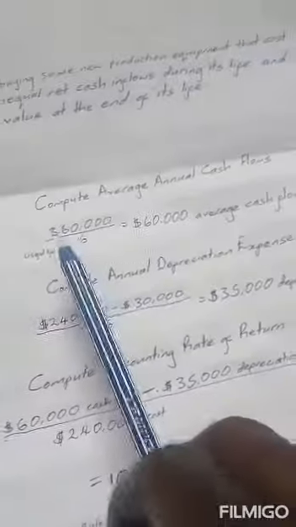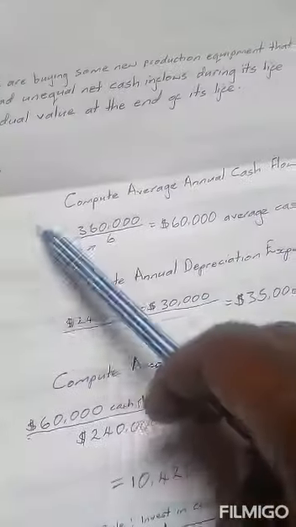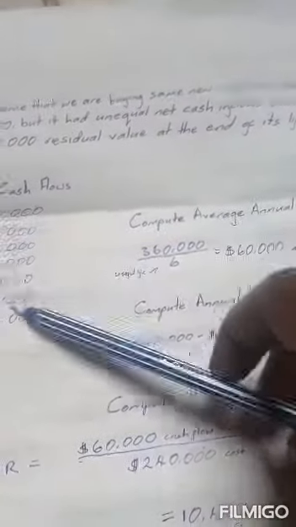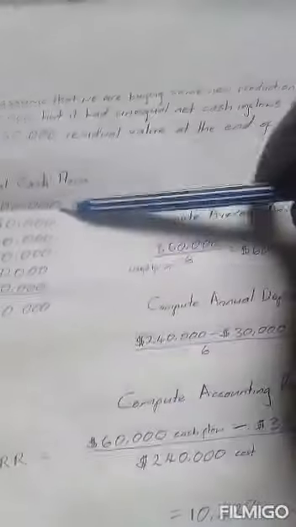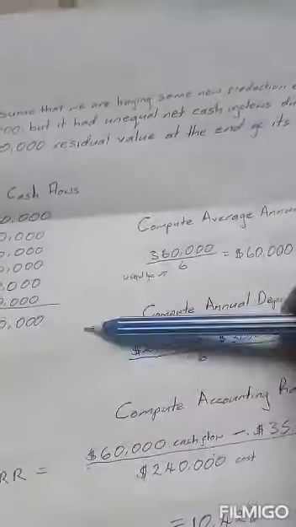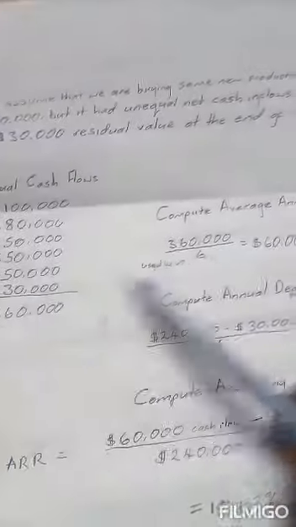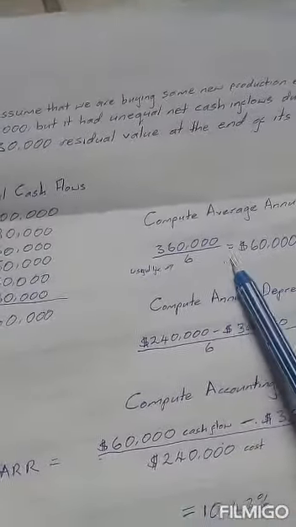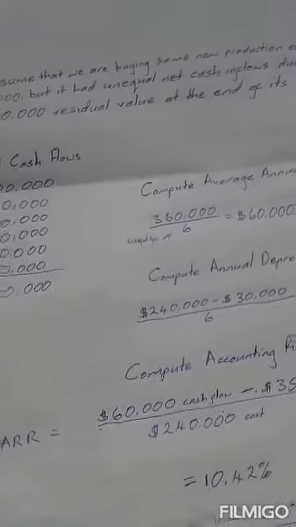The formula is total cash inflows, which is 360,000, divided by the number of years, the life in use of our asset, which is 6 years. So 360,000 divided by 6 years, we get 60,000, which is the average cash flow.